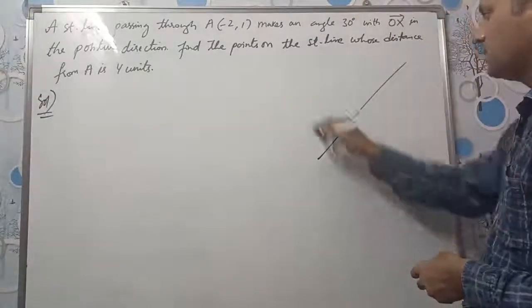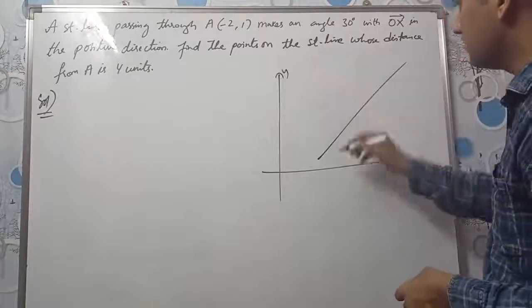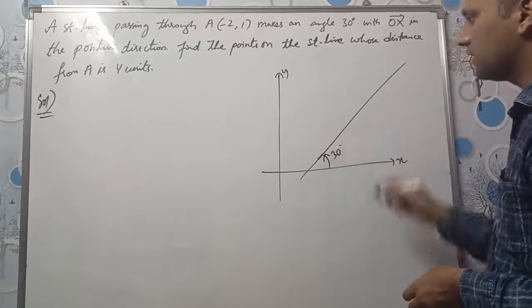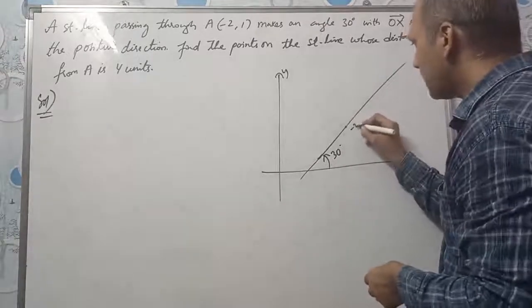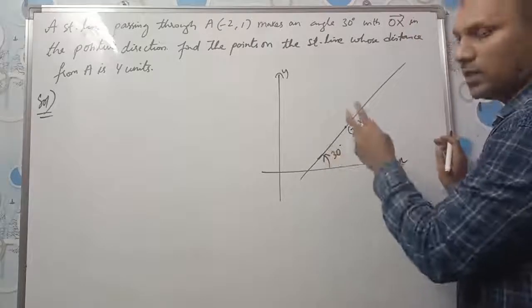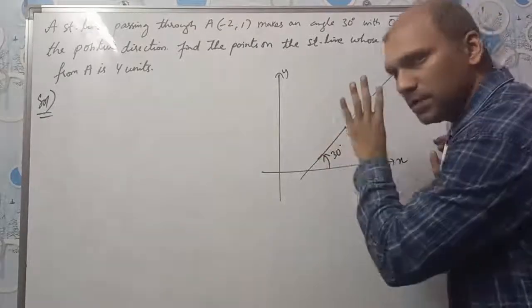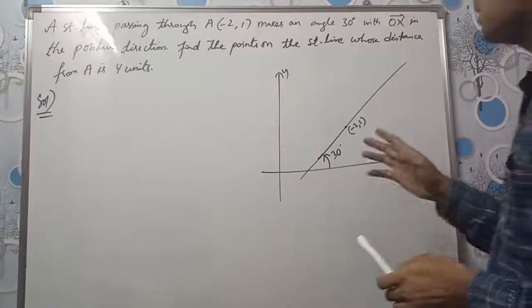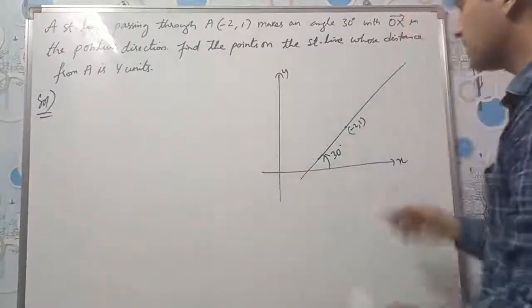Okay. See, this is our x-axis and this is our y-axis. We have a straight line which is making an angle 30 degrees with the positive direction of the x-axis, and this line is, let us say, passing through minus 2 comma 1. Of course, minus 2 comma 1 will not lie in the first quadrant, but this is just a rough diagram. Okay, makes an angle 30 degrees with OX. Find the points on the straight line whose distance from A is 4 units.